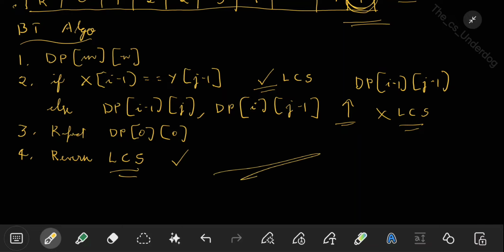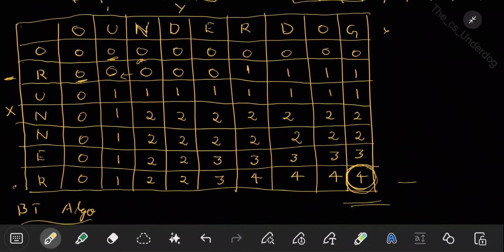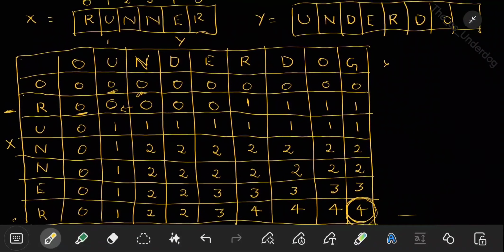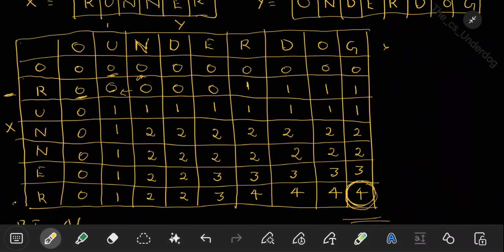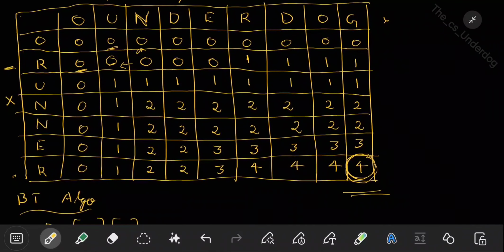Let us put this algorithm into practicality. Let us try this on this table. Let us see if we can find out the longest common subsequence. You already know it is having a length of 4. We are going to try and find out what exactly is the longest common subsequence among underdog and runner. So here it is 4.